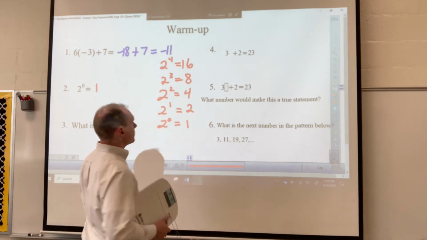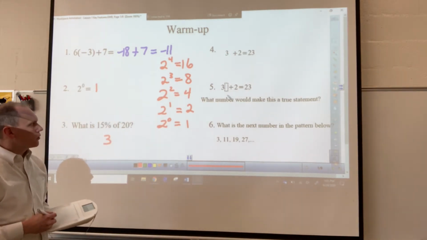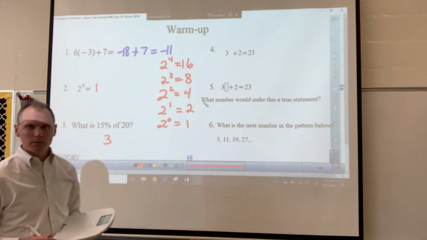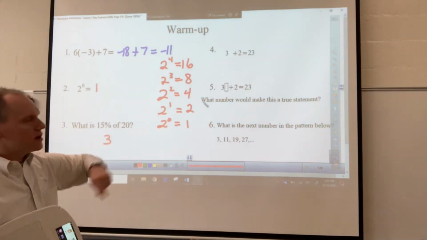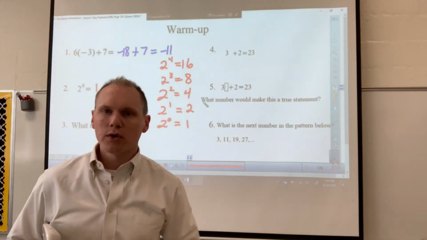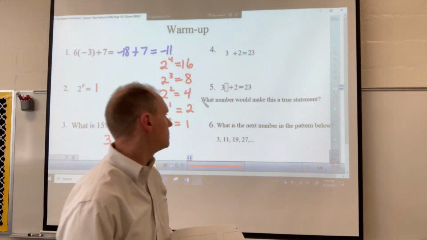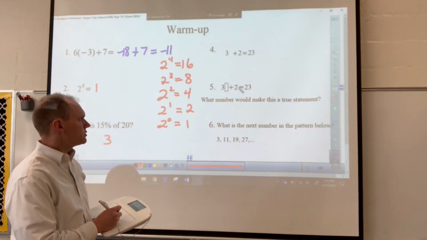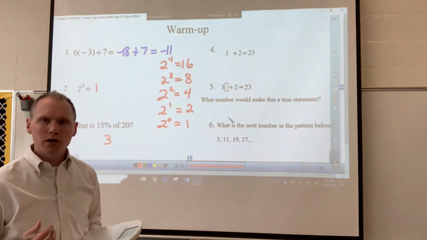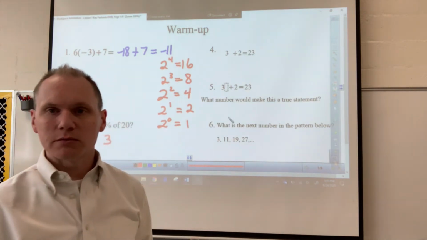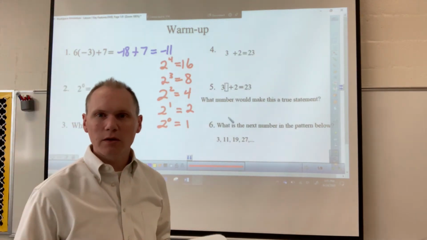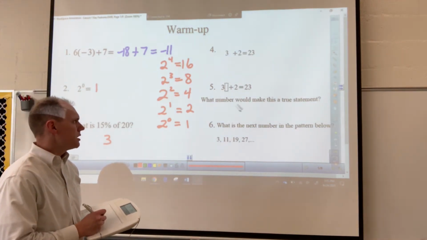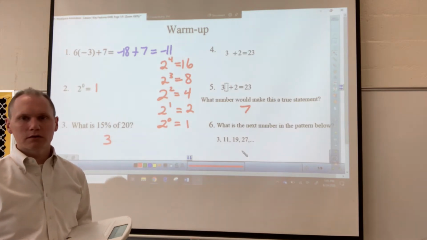Number 4 here, 3 and 5 really are one and the same. So let's just focus on number 5 here. Don't worry about number 4. So what number could we put in the box there? It's almost like solving an equation, but a different way to look at it. So we can think about what number times 3 plus 2 equals 23. Here's where your number sense comes in. 3 times 7 is 21. So if you just think about it, you might be able to get this. 3 times 7 is 21 plus 2 is 23. So 7 would make that statement true.